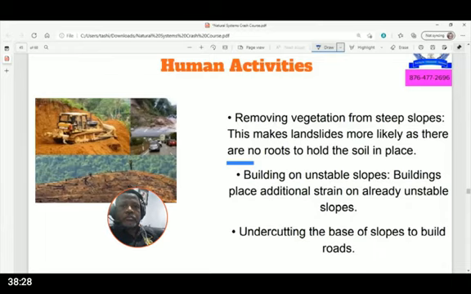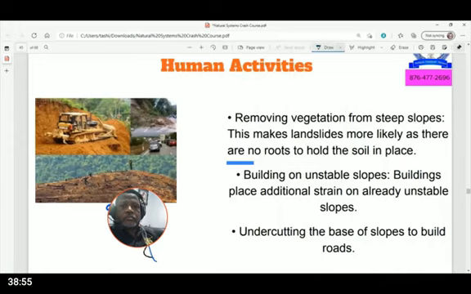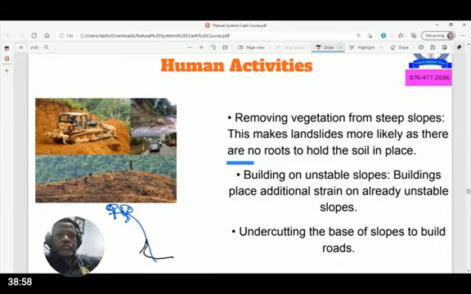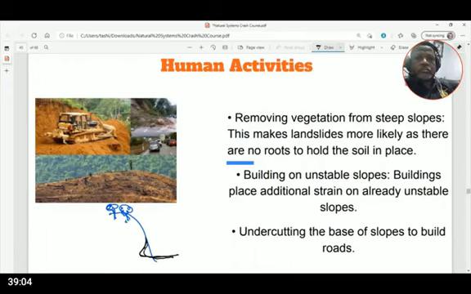Okay? So the next one is undercutting the base of slopes to build roads. So think about it. If we have a slope like this, right? That is my slope, and I have my trees up here and all of that. I have my trees on my slope. And then now, I want to build a road. So I just come here with a tractor and decide, all right, I'm going to build a road right here. So I start cutting out in here. So all of this material now, all of this area now becomes empty. So this becomes my slope.